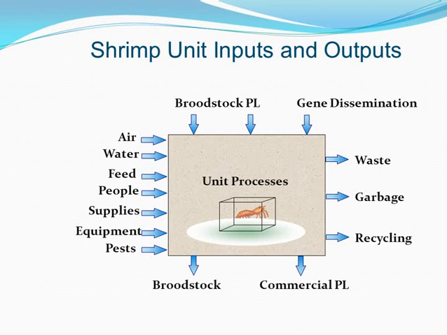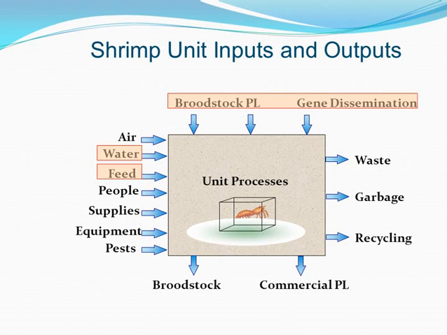Before we get to the priorities of a biosecurity audit, let's look at the inputs and outputs of shrimp units. The input is our focus, which includes the water, feed, broodstock, PL, gene dissemination, as well as people, supplies, and equipment. Good control of the input will determine how well the biosecurity measures work.